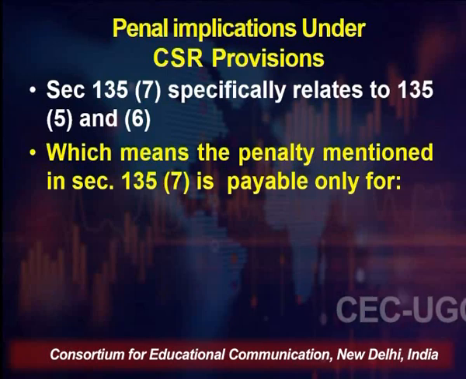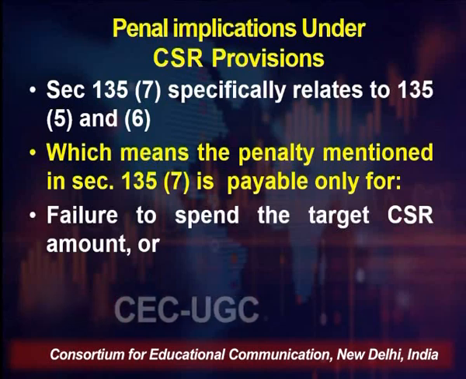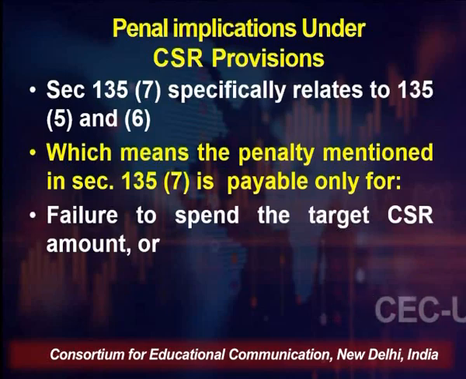The penalty mentioned in section 135 subsection 7 is payable only for two conditions. One, when your company fails to spend the target CSR amount. Suppose your company falls under the purview of a company which is supposed to spend 2% of its profit on listed CSR activity, and your company could not comply with those provisions, and you fail to spend the target CSR amount. So this is the first condition.